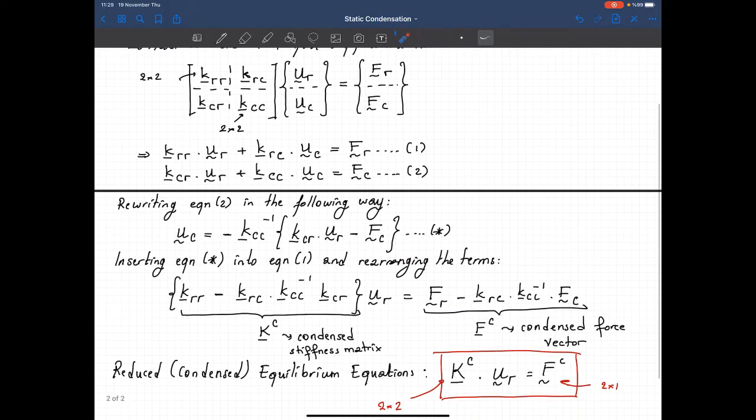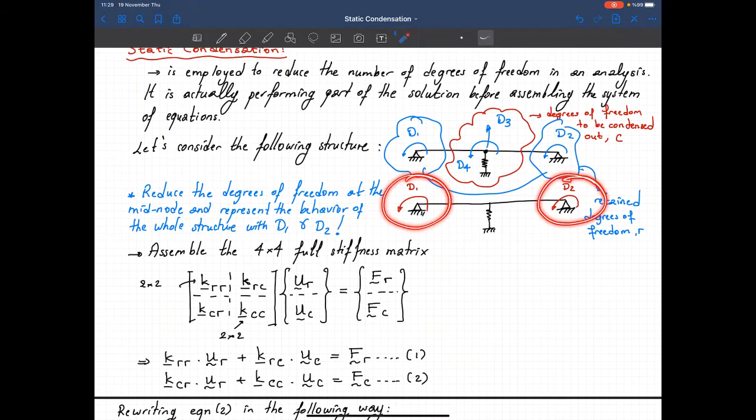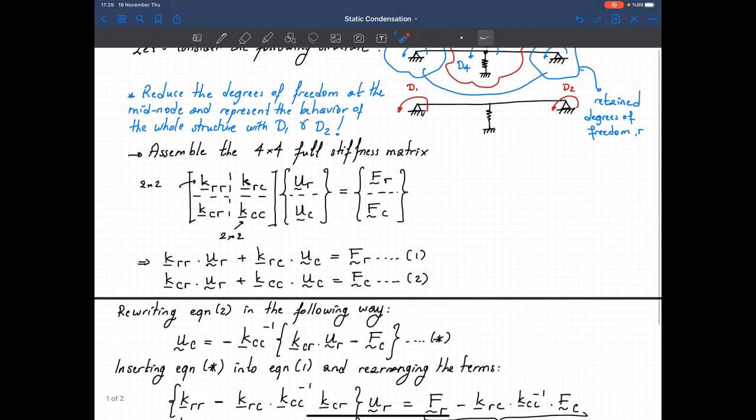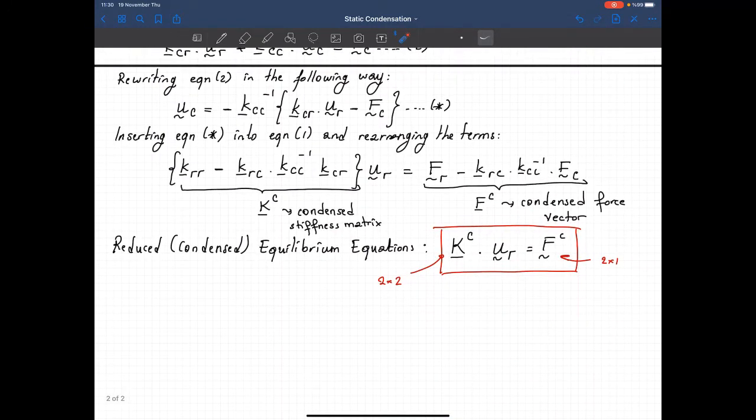So if I do a full assembly, obtain these submatrices and perform this operation, I obtain the stiffness coefficients for these 2 degrees of freedom, and they describe whatever I have. I can have many more members and many more degrees of freedom, but at the end of the day, when you perform these calculations, you describe the behavior of this whole structure with only these 2 degrees of freedom.